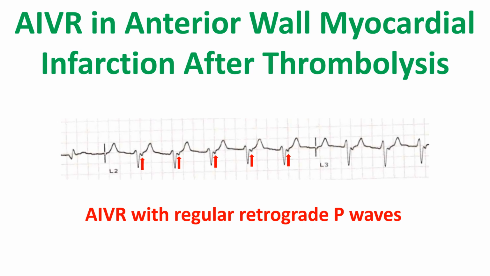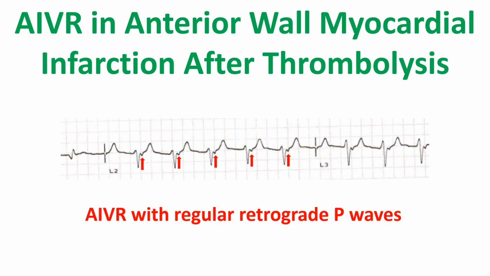Accelerated idioventricular rhythm, AIVR, with regular retrograde P waves. Retrograde P waves are seen just after the QRS in lead 2 and lead 3. The P waves are not that evident in lead 1. The retrograde atrial activation will result in regular cannon waves in the jugular venous pulse.